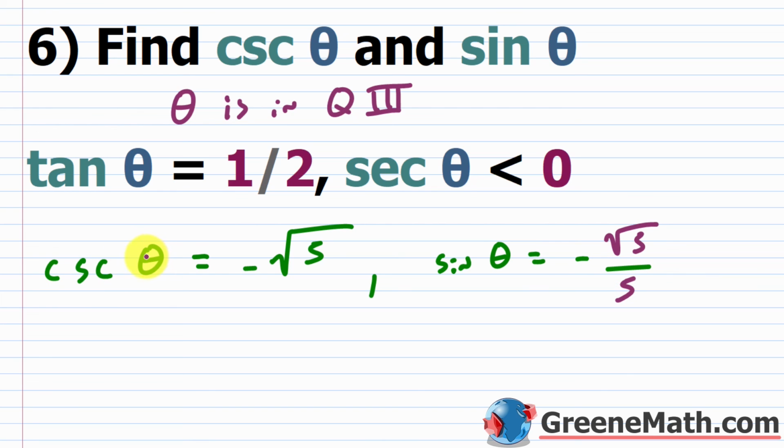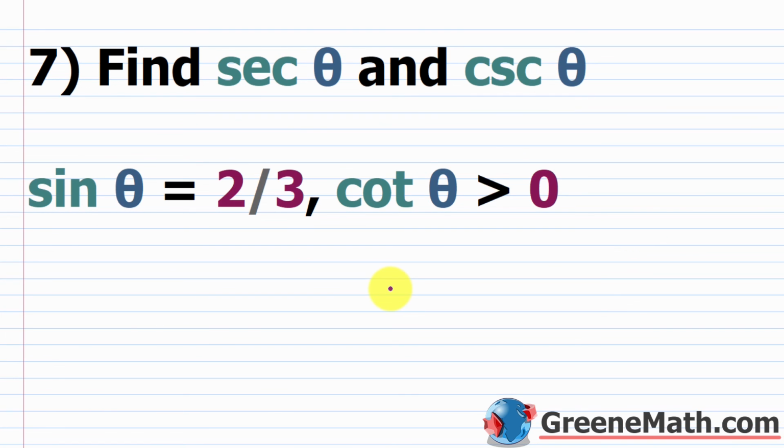So we'll have the cosecant of theta is equal to the negative of the square root of 5, and the sine of theta is equal to the negative of the square root of 5 over 5. All right, for problem number 7, we want to find the secant of theta and the cosecant of theta, given that the sine of theta is equal to 2/3 and the cotangent of theta is greater than 0.